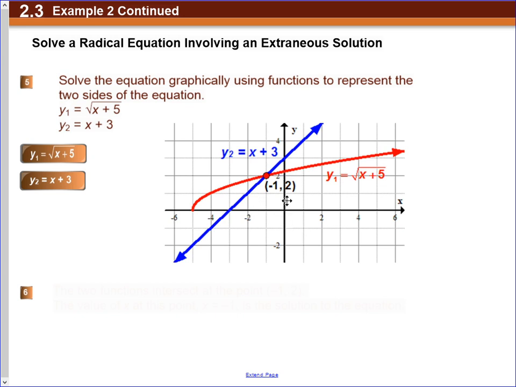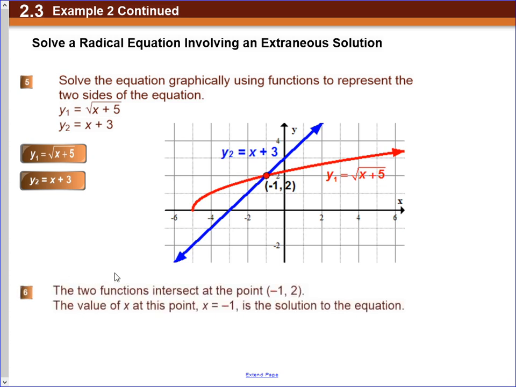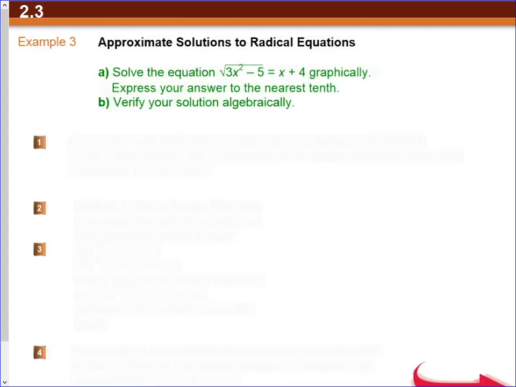Either way, we find that the root or solution to our equation or system of equations, depending on whether we made a big equation or put two equations together, is x is equal to negative 1. You'll see that the extraneous root, negative 4, doesn't even show up, so we don't have to worry about it. That's the benefit of doing it graphically.